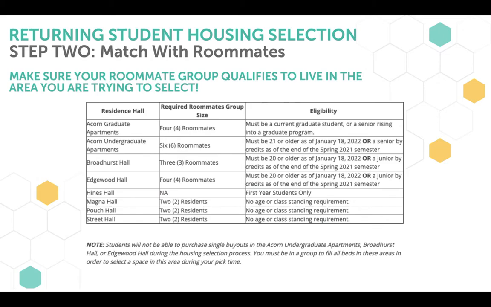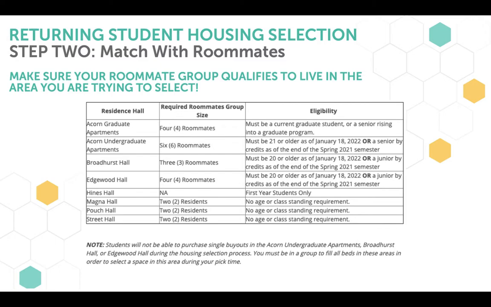All students qualify to live in our traditional residence halls, regardless of class standing or age. Suites and apartments, however, have class standing and age requirements in order to live there. To live in a suite, students must be a junior by credits by the first day of the fall term of the upcoming academic year, or be 20 plus years old by the first day of the spring term of the upcoming academic year. An Edgewood suite requires a roommate group of 4 students who meet this, and a Broadhurst suite requires a roommate group of 3 students who meet this.